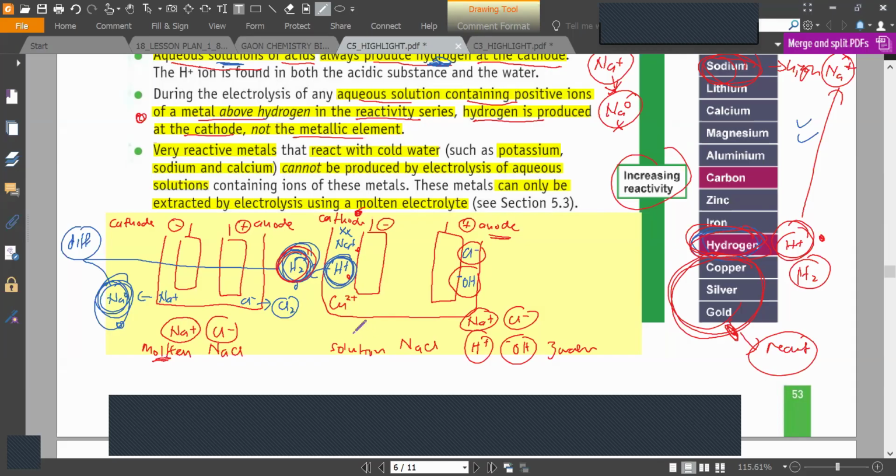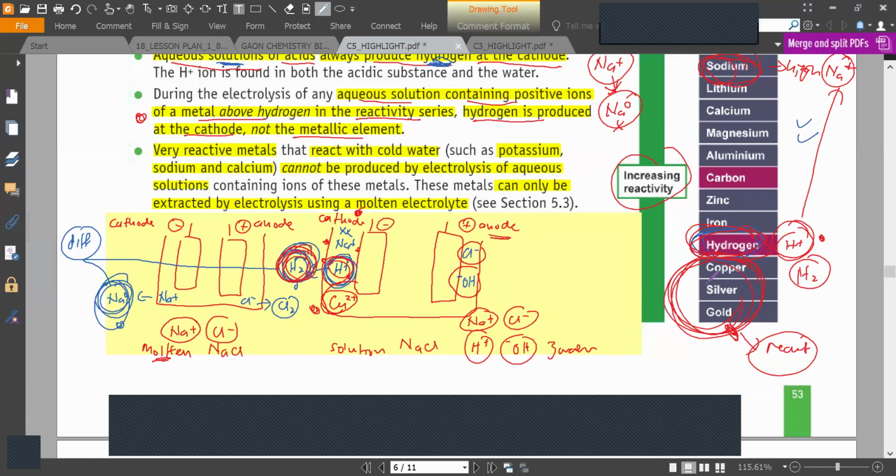Okay. So here now we have three options. If we have sodium and hydrogen, hydrogen will react. If we have hydrogen and copper, copper will react. So the one that is lower in the reactivity series, that is the one that will react. Okay, so that is the question. That is the point here.